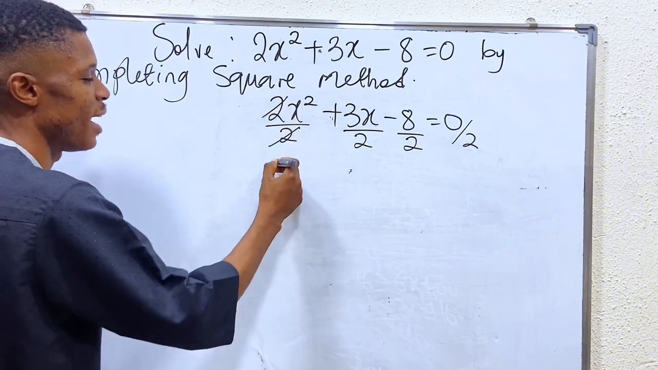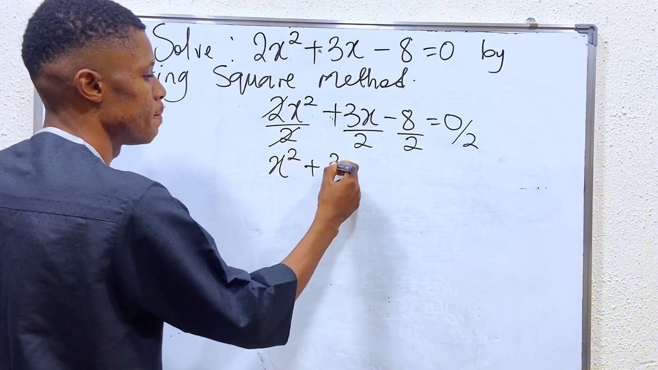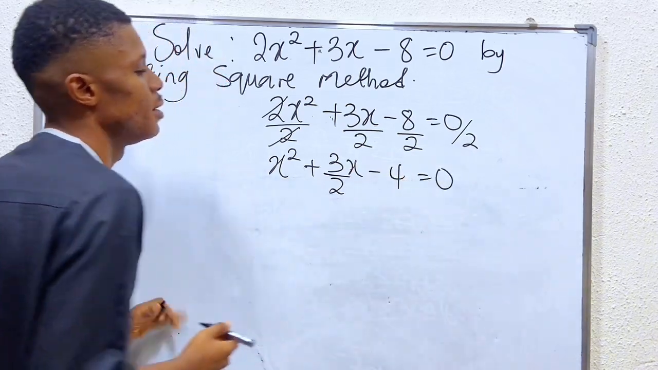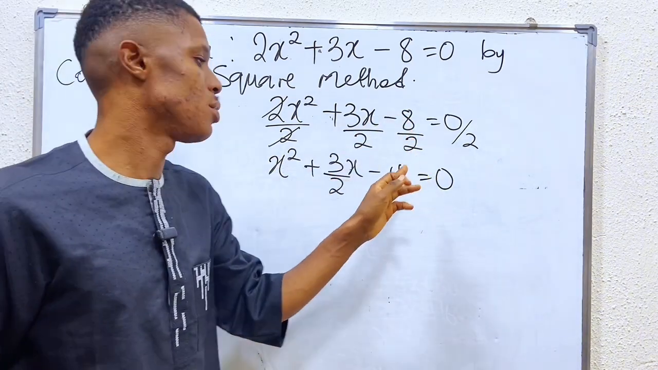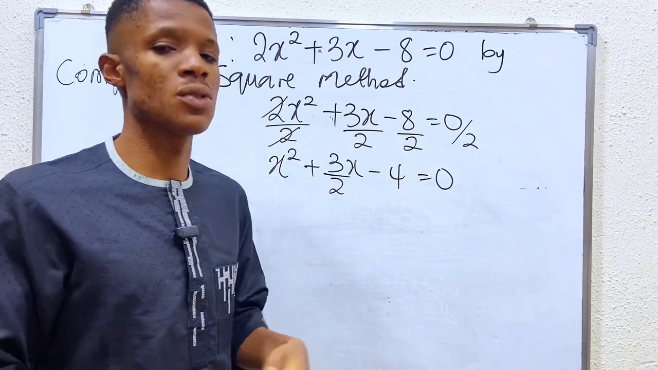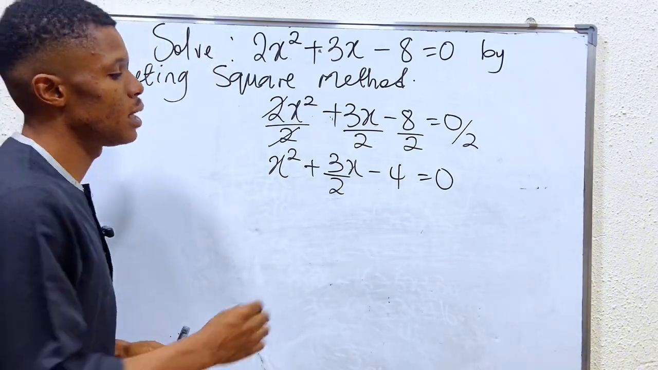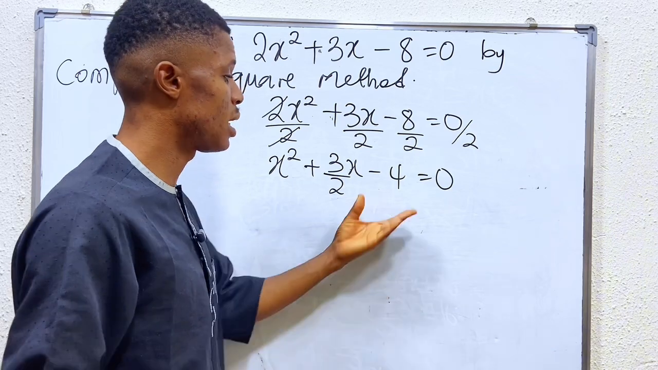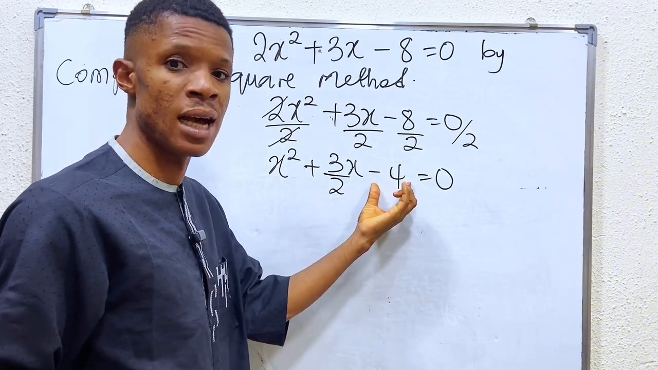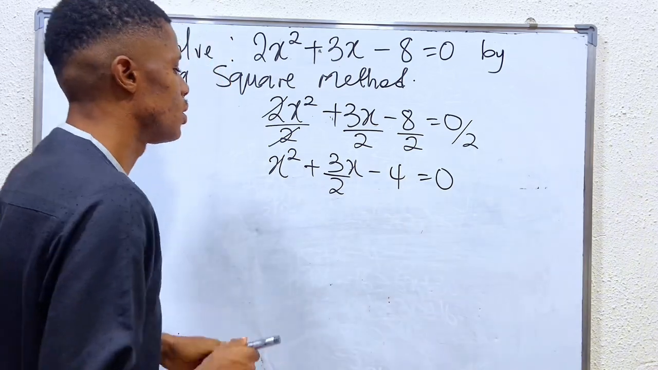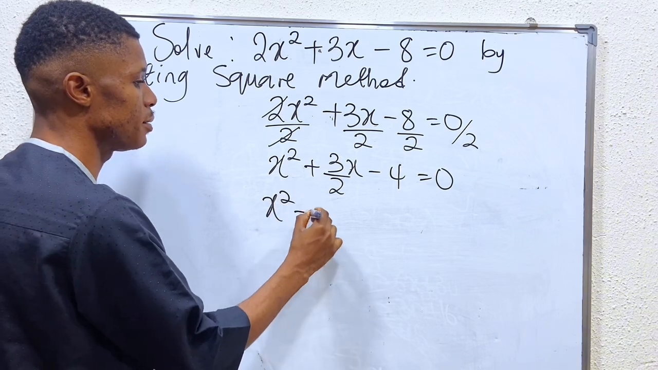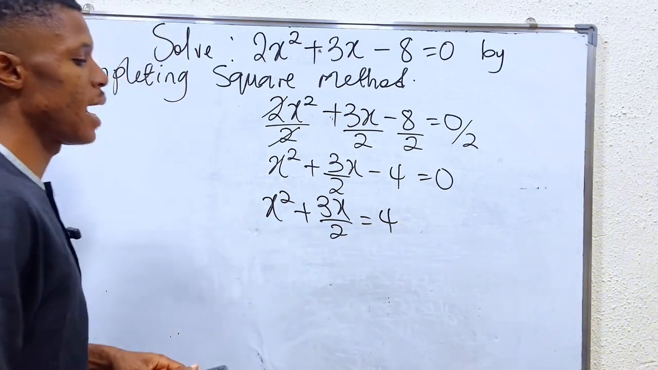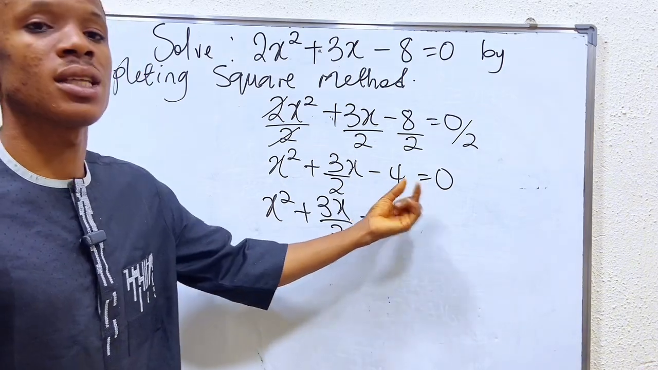If you divide, you have x squared plus 3 over 2 x, then minus 4 is equal to 0, because 8 divided by 2 is 4, and 0 divided by 2 is also 0. Then all we have to do now is move the constant minus 4 to the other side of the equation. To do that, we add 4 to both sides. This gives x squared plus 3x over 2 is equal to 4.